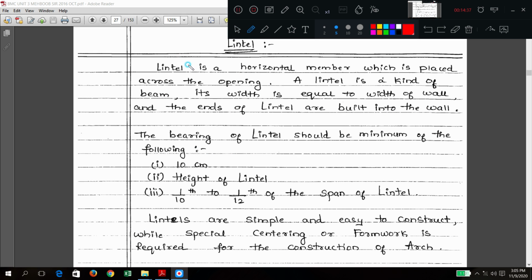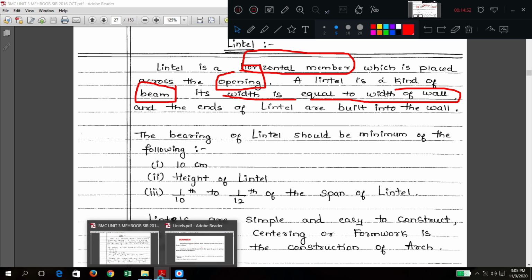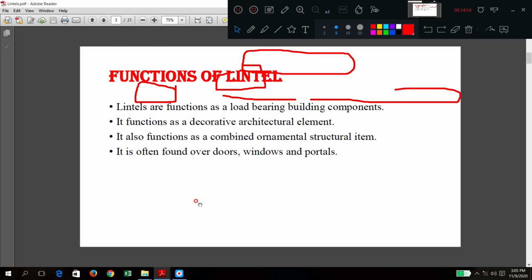So it is a horizontal member. This definition we have seen: a horizontal member which is placed above the opening. Yes, we have seen. So it is a kind of a beam. A beam is a horizontal member. Its width is equal to the width of the wall. Means what?